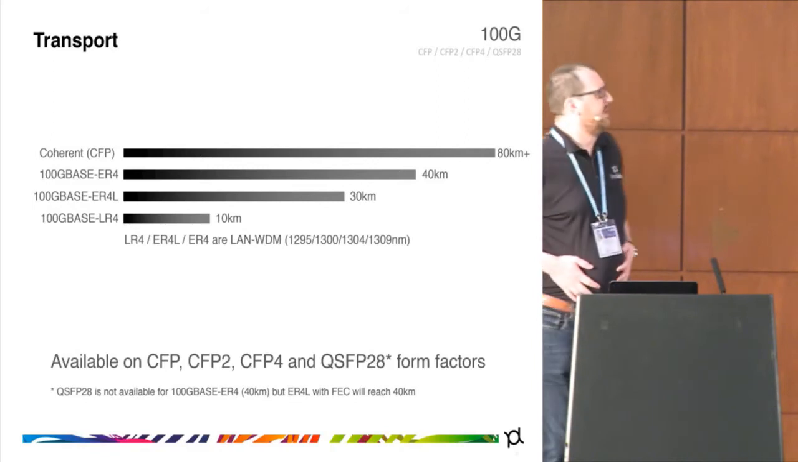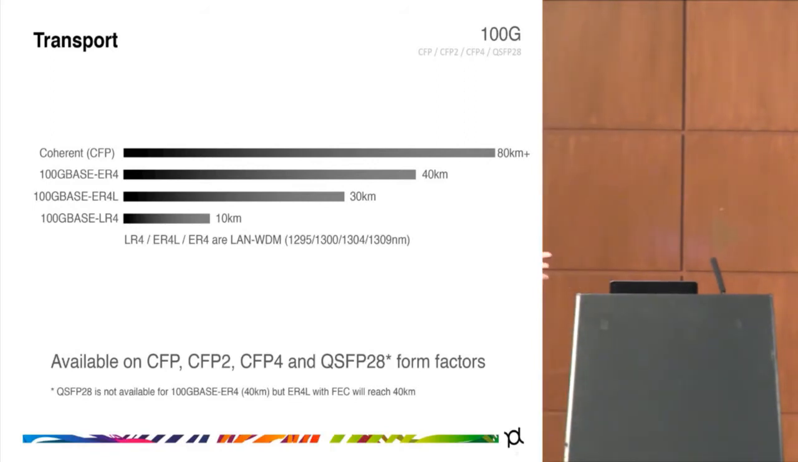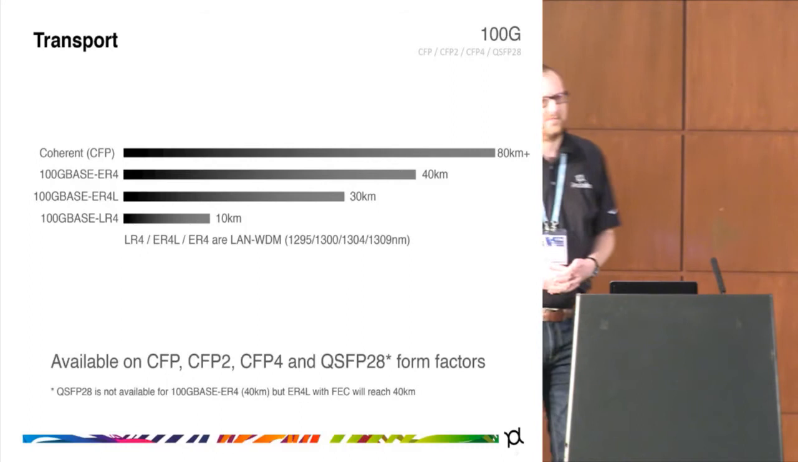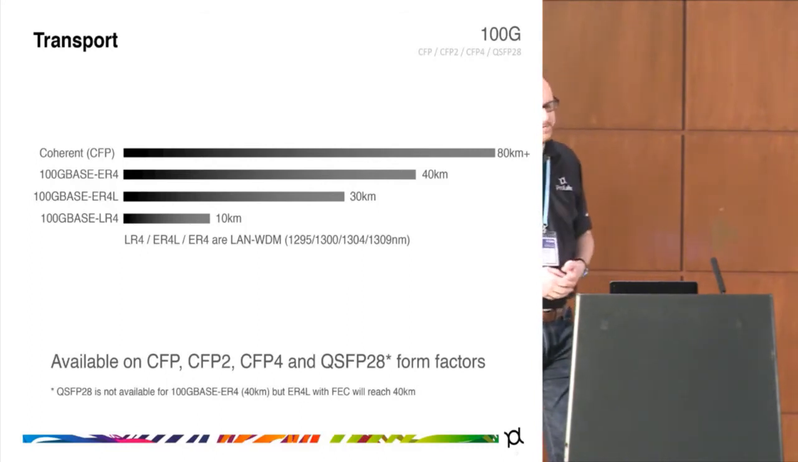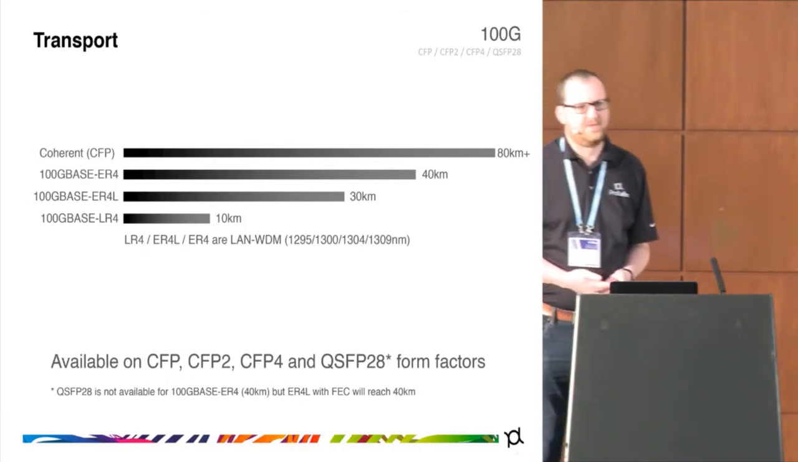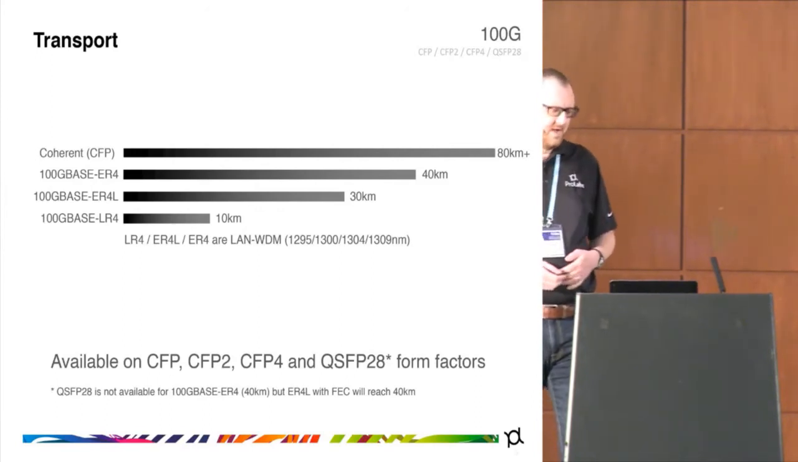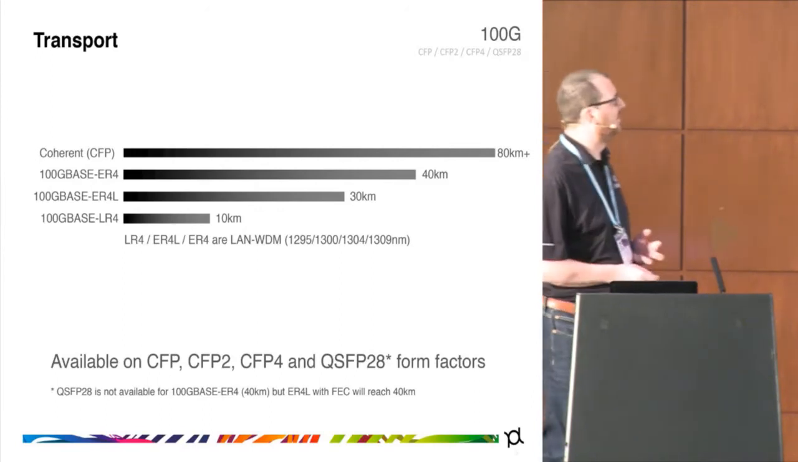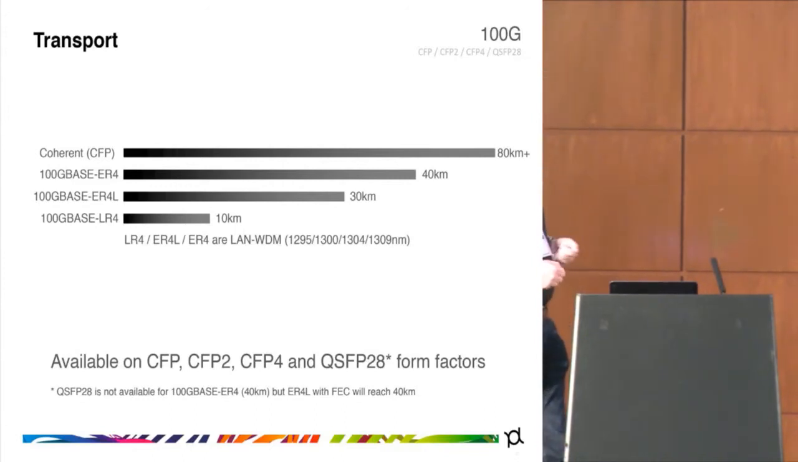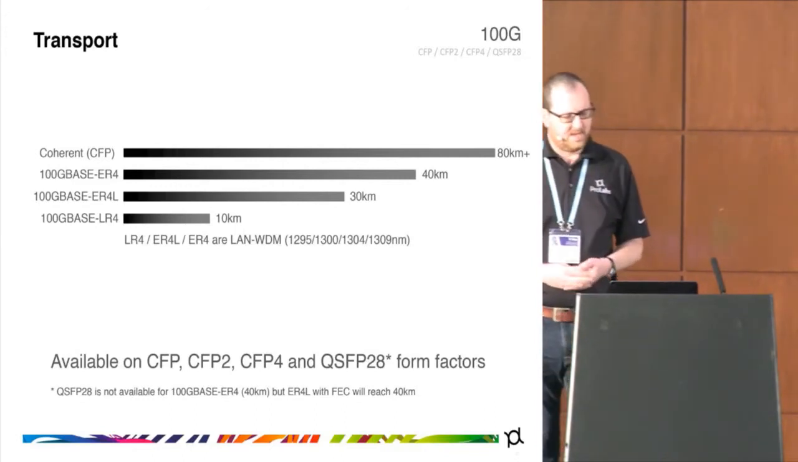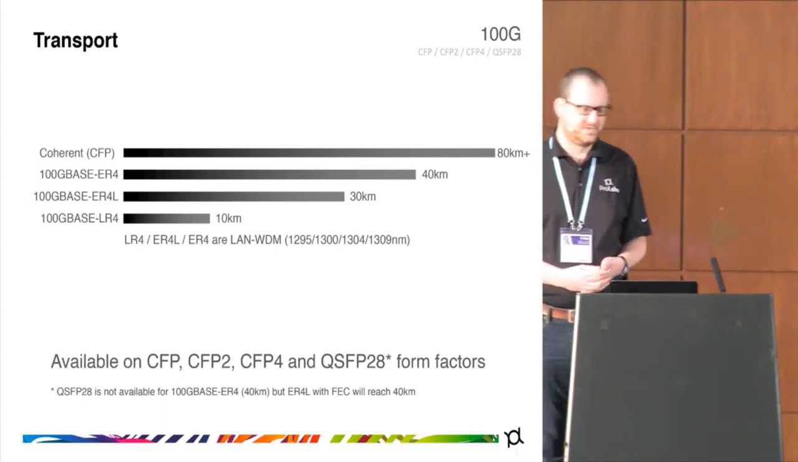So in the transport arena, it's mainly CFP based for the longer reach stuff. So this is anything over 10 kilometers. And the reasons for that are package size, power consumption, being able to drive a long distance. And we're seeing ER4 becoming more popular even at QSFP28 as the technology improves to shove that in.